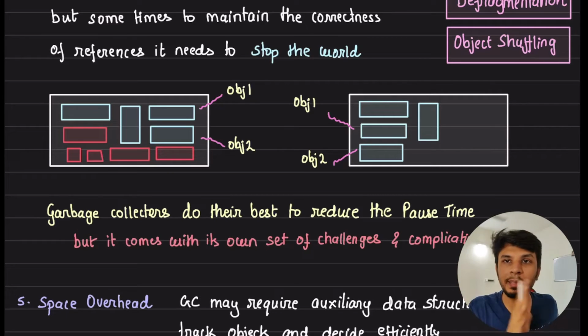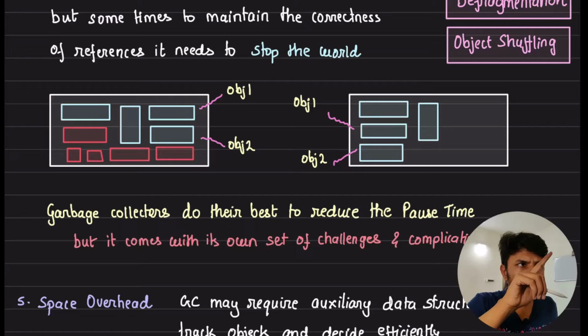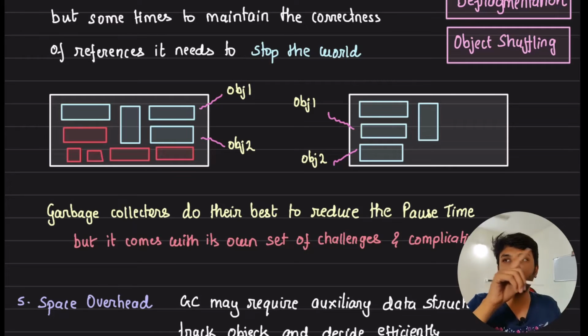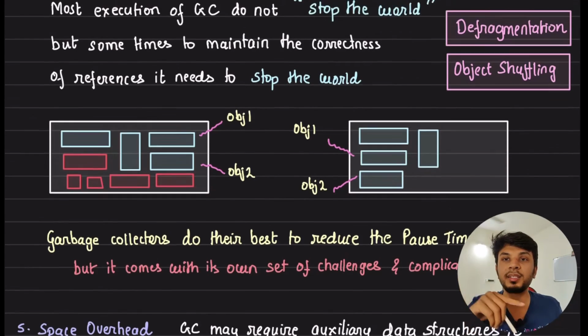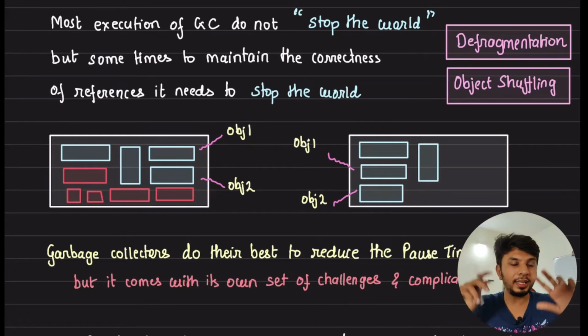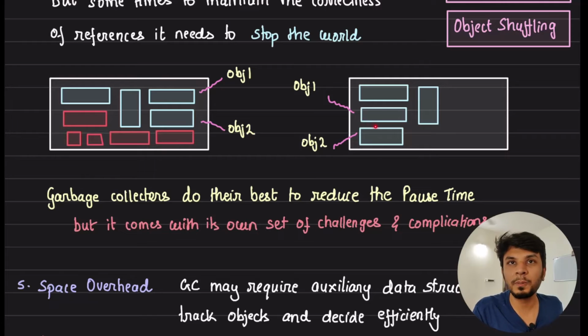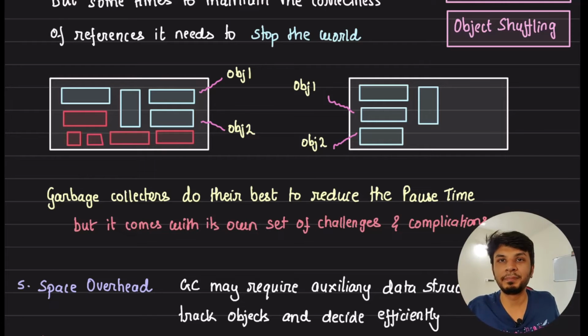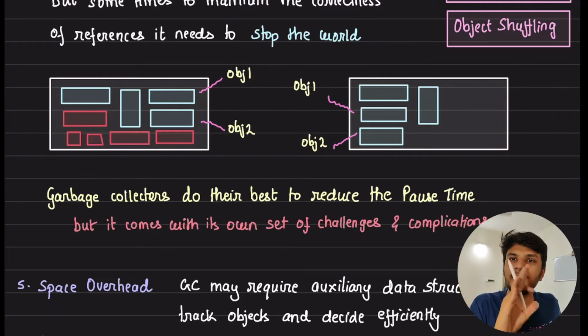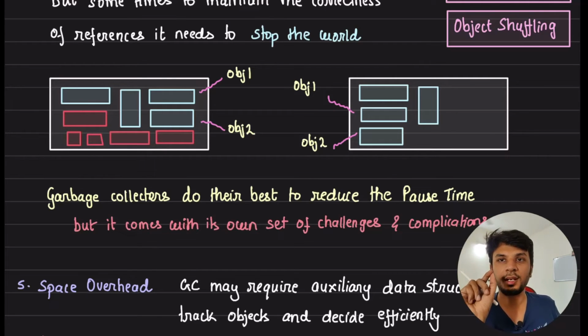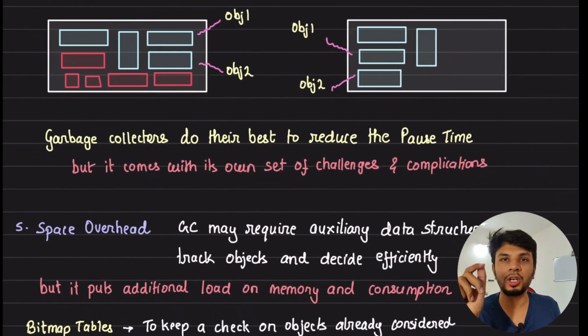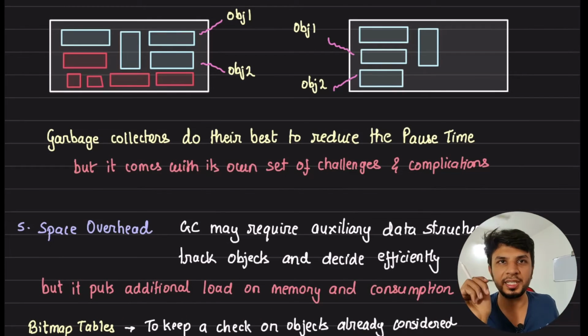Let me quickly move all the objects. Let me quickly do the defragmentation so that the way the objects are referenced in the memory, they still are correct, right? So maintain the correctness of the references that your objects point to. It needs to stop the world. And once the object movement is done, then the program execution resumes. And this is what causes the stop the world, or it basically causes the pause time of GC, right?